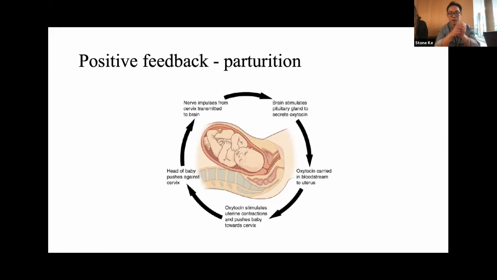But yeah, oxytocin will cause more contraction, pushing the baby's head harder. You'll have more oxytocin. Obviously you see how this loops back and back until the baby is ejected. Now, I mentioned before that you need an external switch off, in which case for this, the baby leaving the body is the off switch. Next slide.